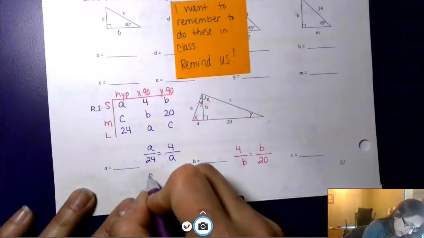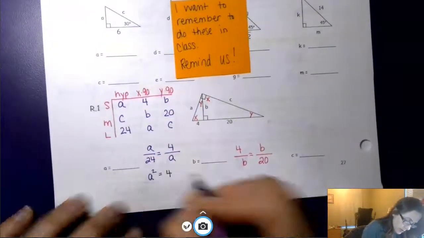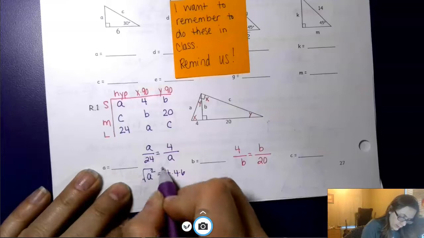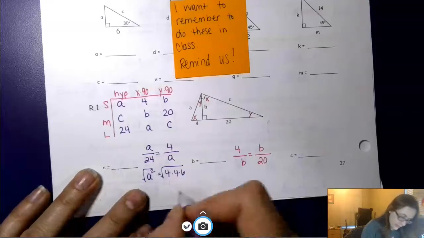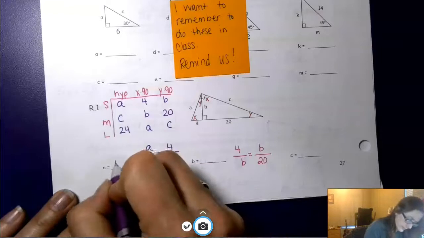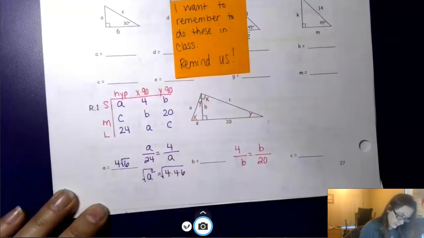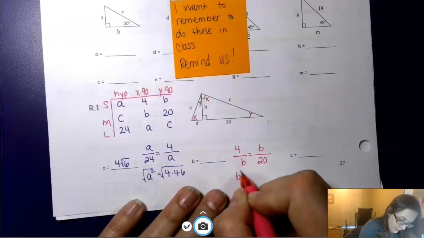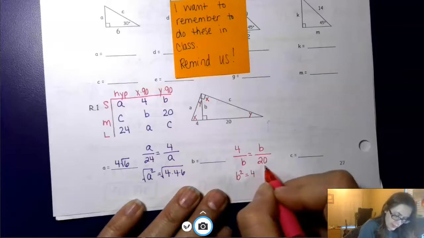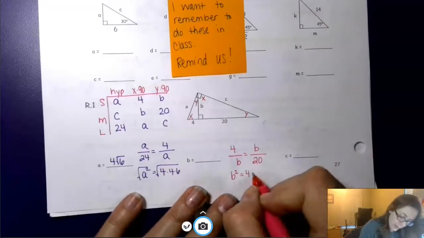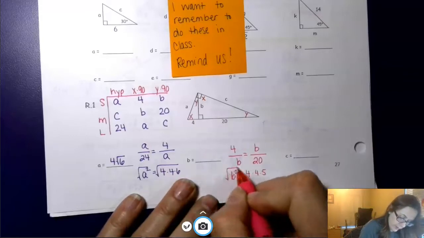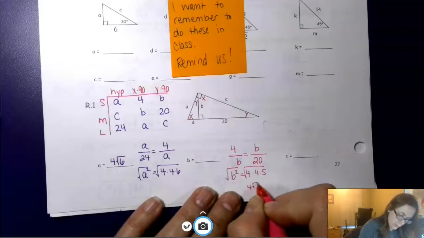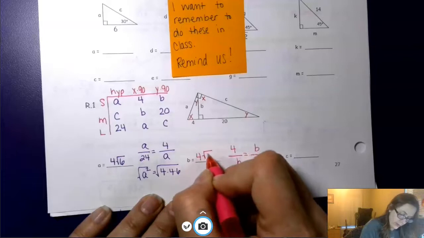Cross multiply, I have A squared equals 4. 24 is actually 4 times 6. So I'm going to write it like that. If I square root this, 4 times 4 is 16. Square root of 16 is 4. Root 6. Here I'm going to multiply. I end up with b squared equals 4 times 20. And 20 can be written as 4 times 5. So when I square root this, 4 and 4 is 16. Square root of 16 is 4. Root 5. You get 4 root 5 here.